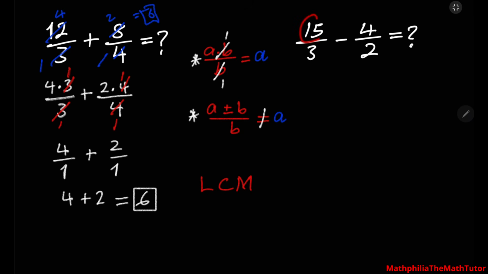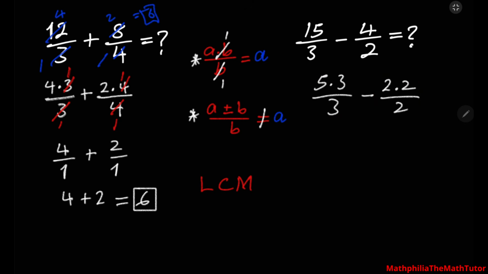And from here, we can break down 15 into 5 times 3. 5 times 3 is 15 divided by 3, minus. We can break down 4 into 2 multiplied by 2 divided by 2. Okay? Again, we have the same format as this, A multiplied by B over B. The same thing here, the same format.